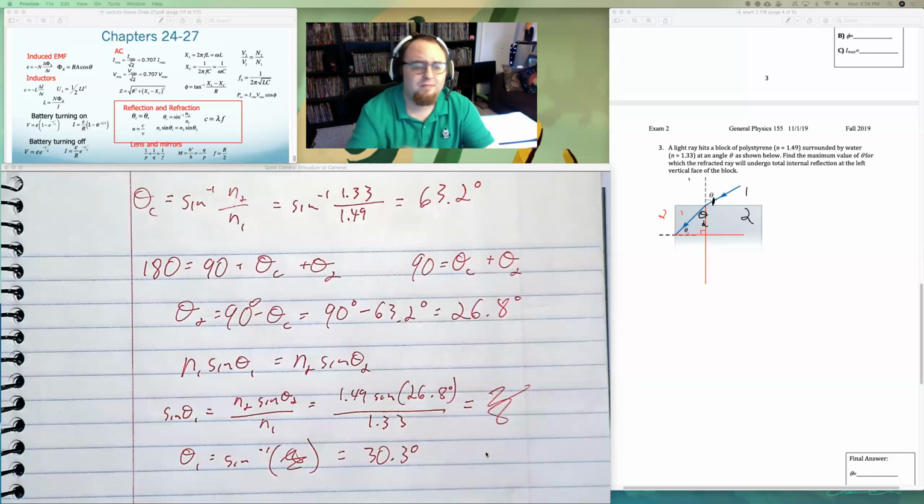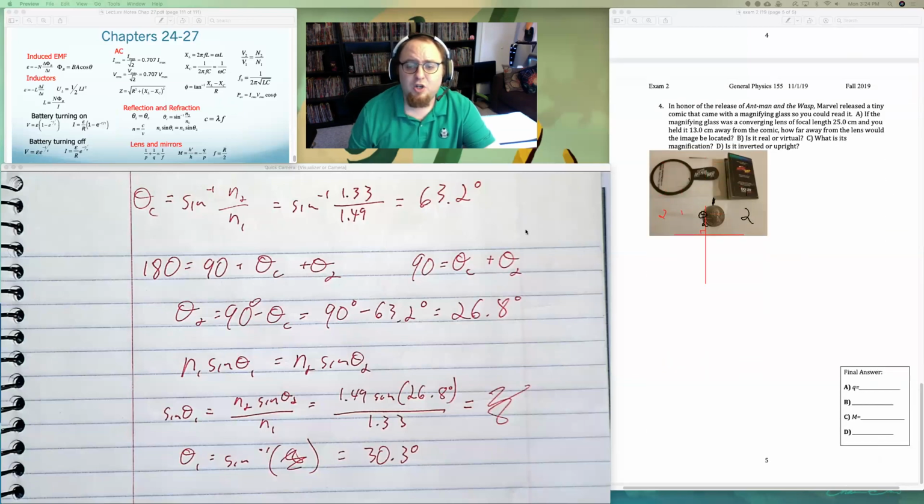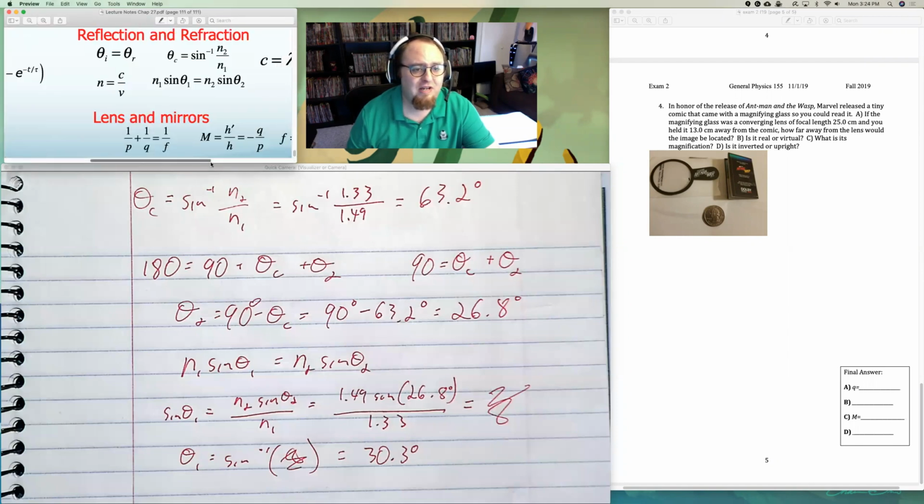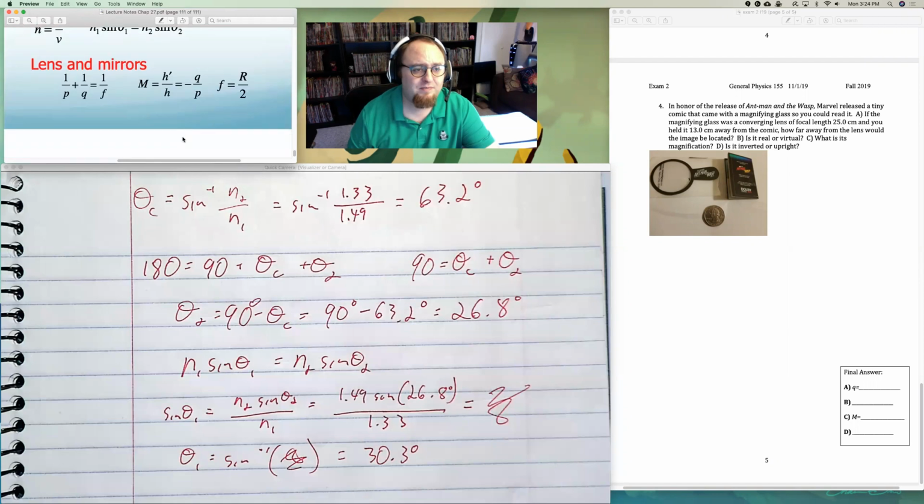No, not currently. Okay. The last problem is going to be about lenses or mirrors. And I could do either one. If I do a mirror, it's probably going to be a curved mirror. Flat mirrors are kind of boring. But it will be a problem about curved mirrors or lenses. And for both of them, I don't care if you're doing a curved mirror or a lens. The general idea is going to be these equations.